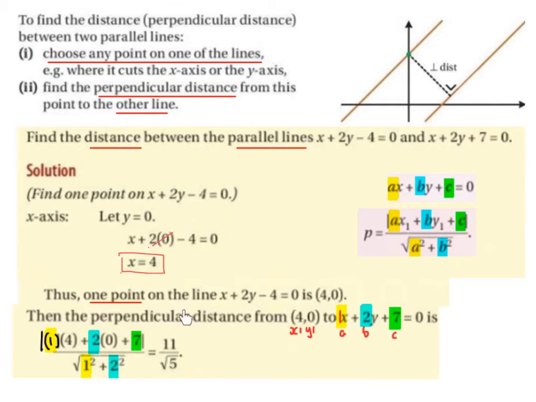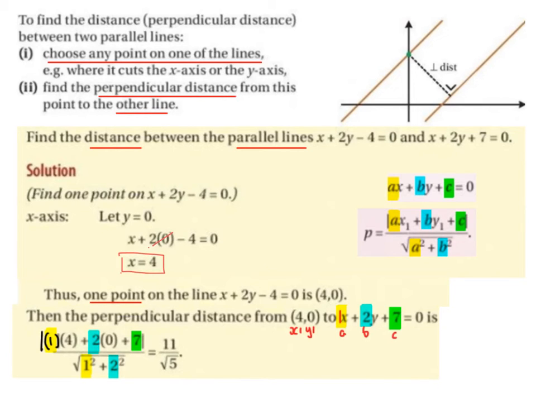So then we have to find the perpendicular distance from (4, 0) to the line 1x + 2y + 7 = 0. So we're going to label our point x1, y1, and since our line is already in the form ax + by + c = 0, then we can straight away just label a, b and c, remembering that x is really 1x. Next we substitute into our formula.